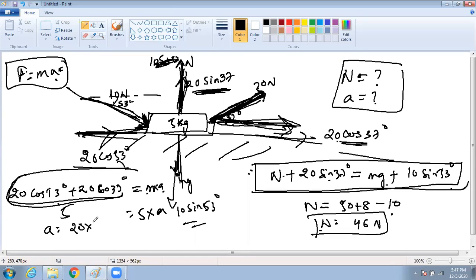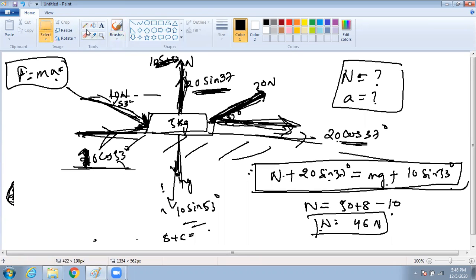So 20 cos 53 is 4 by 5. And no, one minute, I made a mistake. This is not 20, this is 10 Newton. So this is 10 cos 53. And here it will be 20 into cos 37, which is 3 by 5. Correct? So 8 plus 6, how much? No, this is 20. I made a mistake here. Somewhere I made a mistake. One minute.